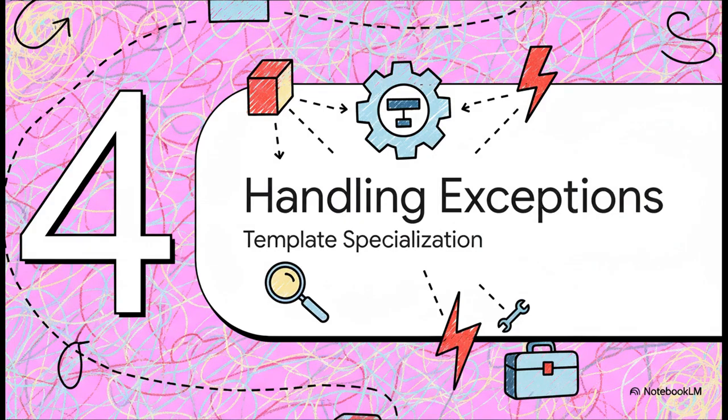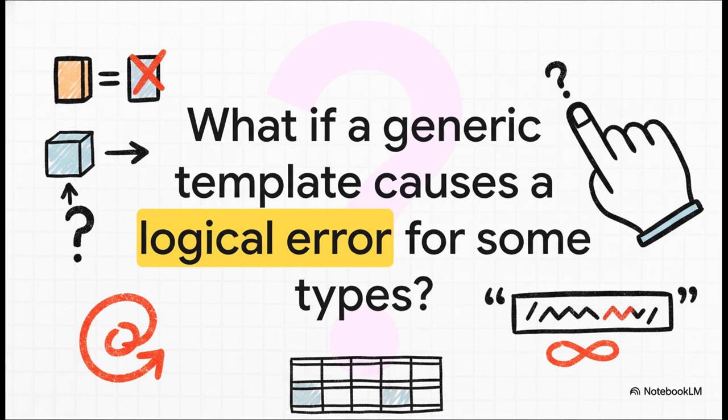Now, templates are incredibly powerful, for sure, but they aren't magic. Sometimes the generic logic you write just doesn't quite work for a specific data type, and we need a way to handle those exceptions. So what happens when that generic template actually causes a problem for certain types? Let's take a generic isEqual function that just uses the double equals operator. It would work perfectly for integers or doubles, no problem. But what if you pass it C-style strings? It's not going to compare the text. It's going to compare their memory addresses, and that's a huge logical bug. Definitely not what you wanted.